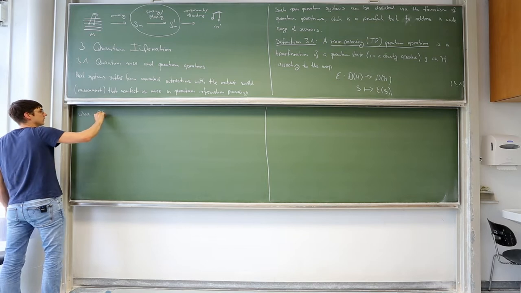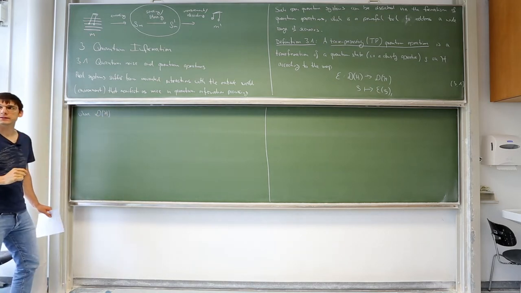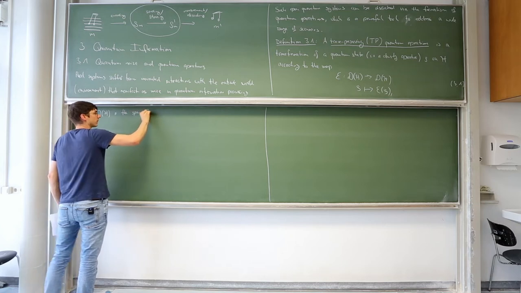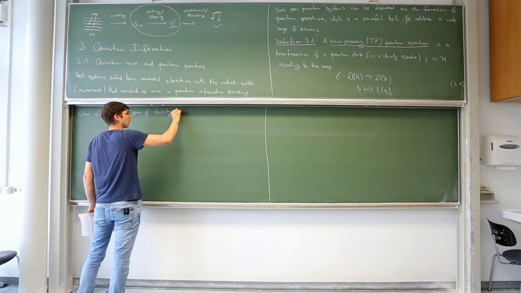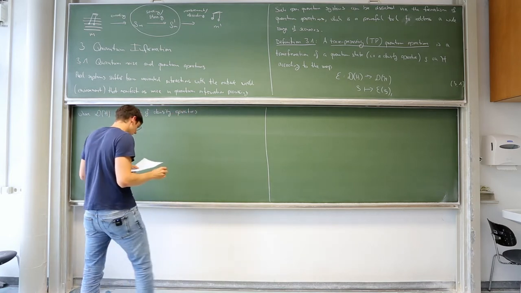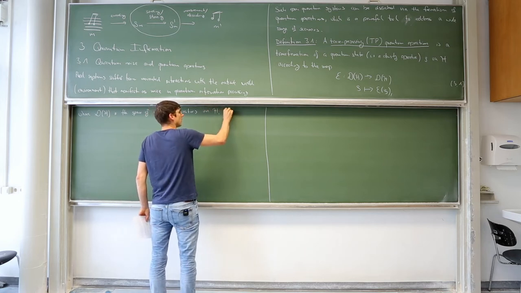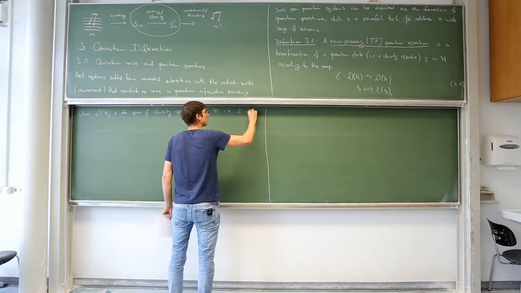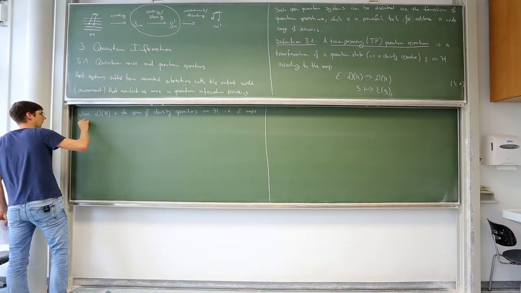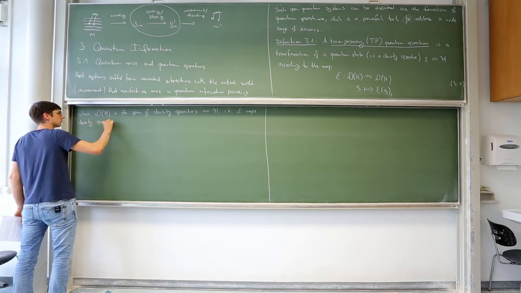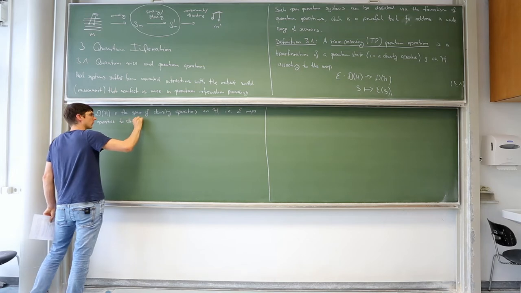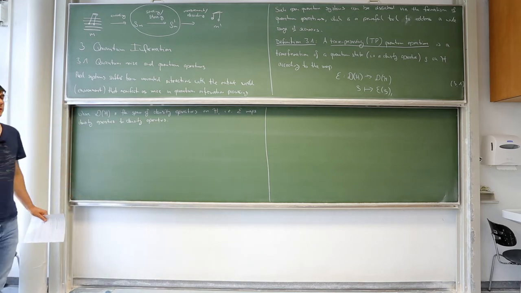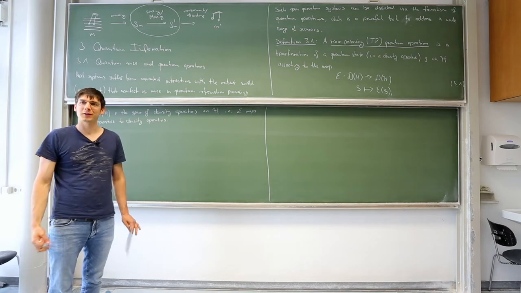Remember that we denoted D(H) as the space of density operators on H. D is the space of density operators. And this means that E simply maps density operators to density operators. Okay, so far in our lecture, we already came across two examples of such a map.